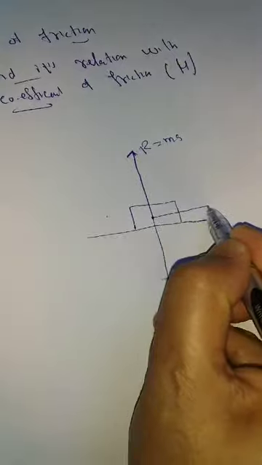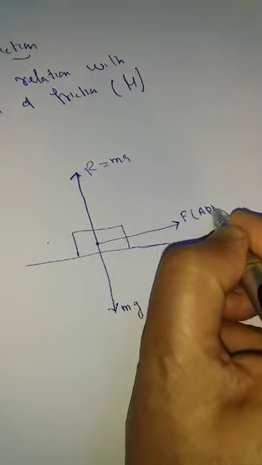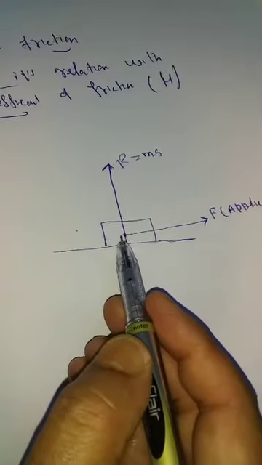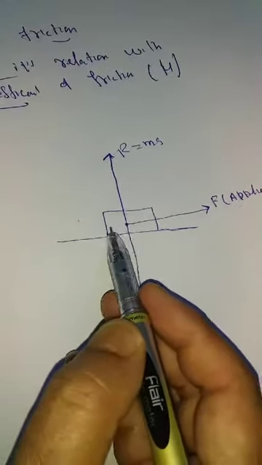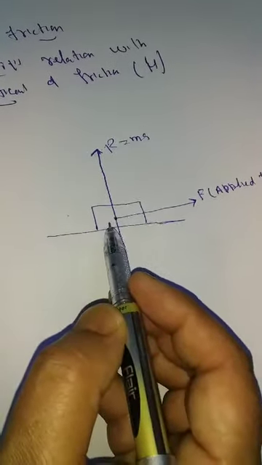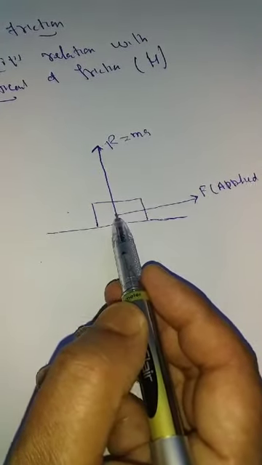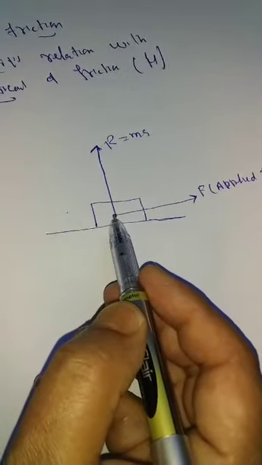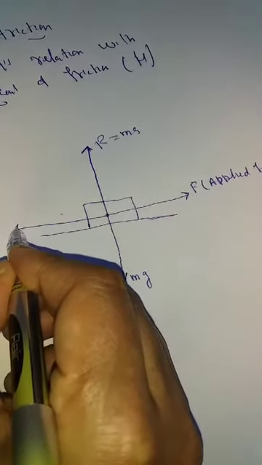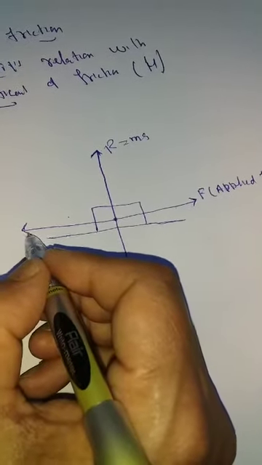If we apply a force here, this is called the applied force F. When the force is applied, it develops an opposite force, which is called the force of friction, in the opposite direction. As we go on applying force, it develops an opposite force. The force up to which the body does not move is static friction, or static force. The maximum value of static friction is called the maximum value.